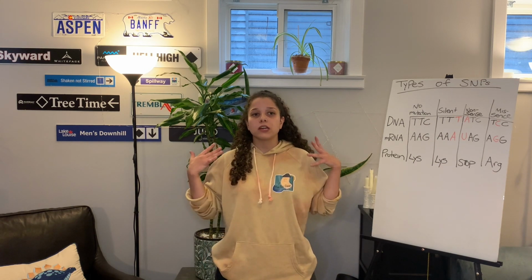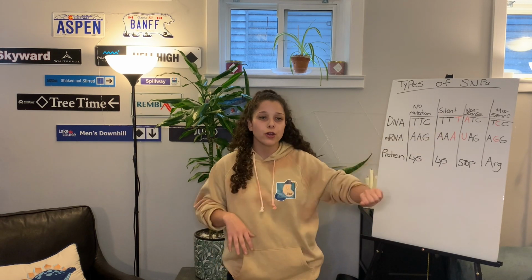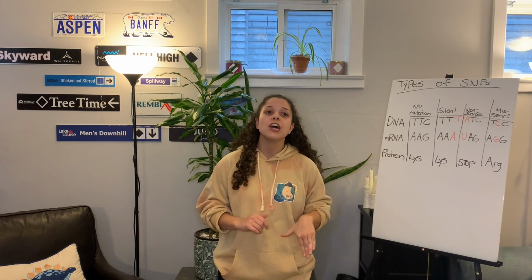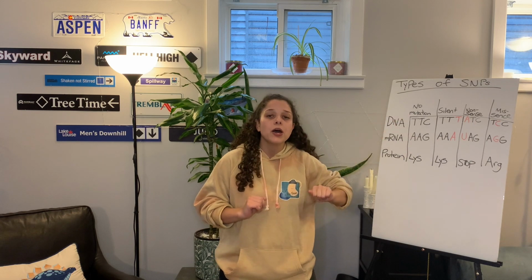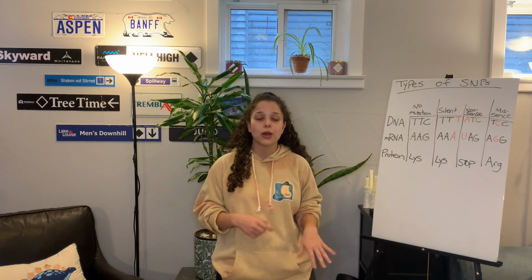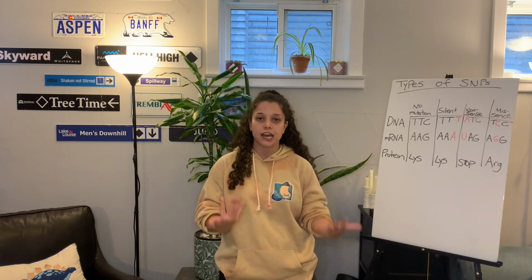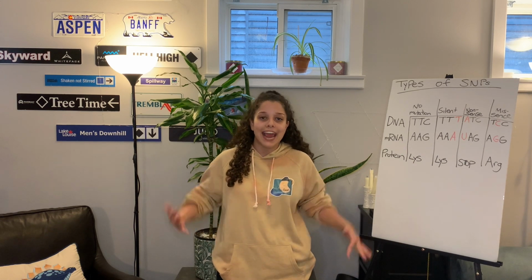And then on to our last type of SNP or point mutation is our missense. So again, looking at our standard, it should be a TTC, but in this case, it is going to change into a TCC. So now we have that middle nucleotide of the codon changed. So when we get transcribed into our mRNA, it is going to convert into an AGG. Then that AGG is going to be translated into the amino acid arginine.